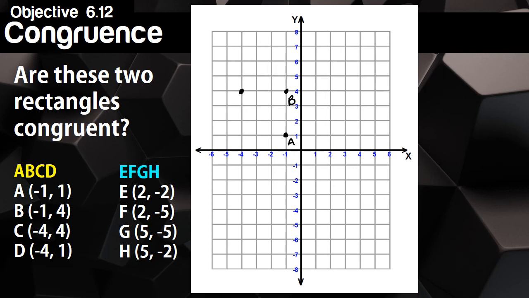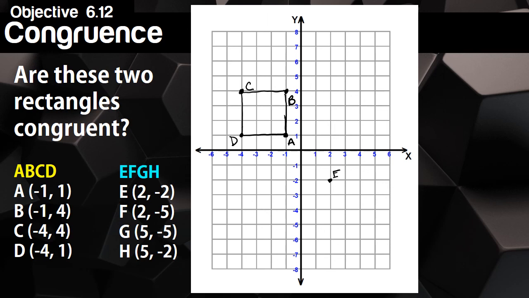So I have -4, +4. Let's go up here, plot C. And then I also have -4, +1 is D. And when I connect all the dots, that makes us a rectangle, which is also a square. So now let's go do the same thing for E, F, G, and H. So E is at 2, -2. So let's go ahead and plot E.